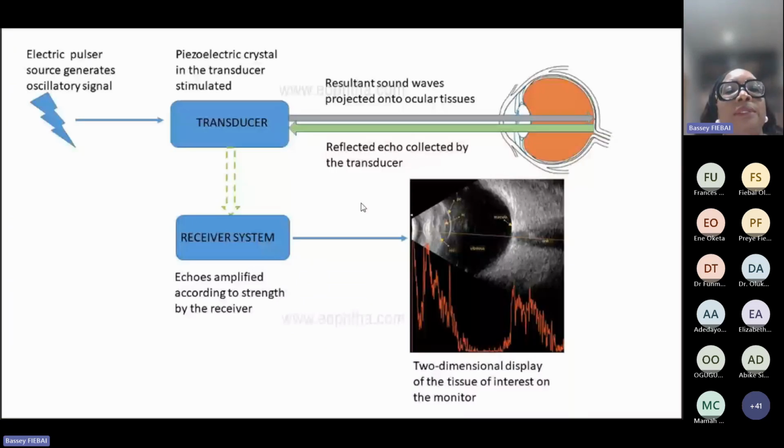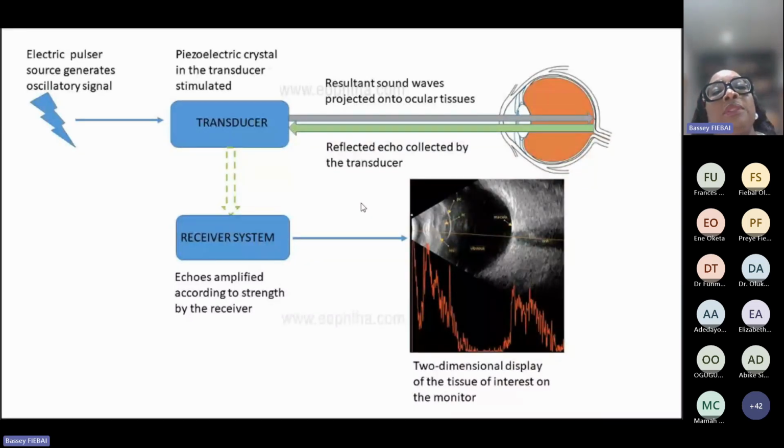So how does this work? It's a case of electrical energy being converted to sound energy being converted back to electrical energy. So what happens is when you put on your scan, an electrical pulse is generated and an oscillatory signal. So you will feel your probe vibrating. That's the oscillation that is in the probe. And this oscillation is as a result of the piezoelectric crystal that is in the transducer of the probe.